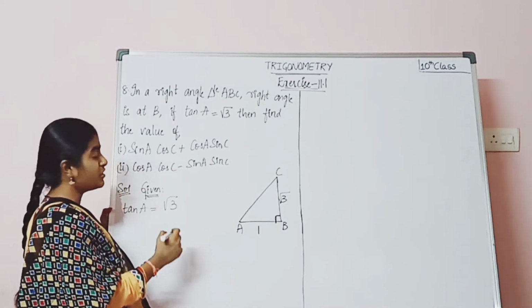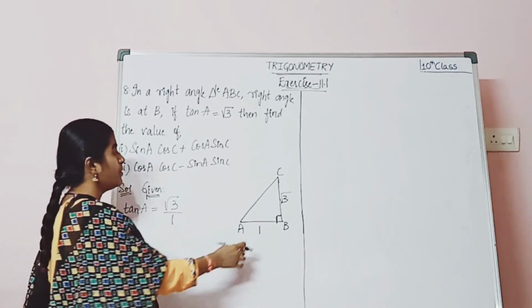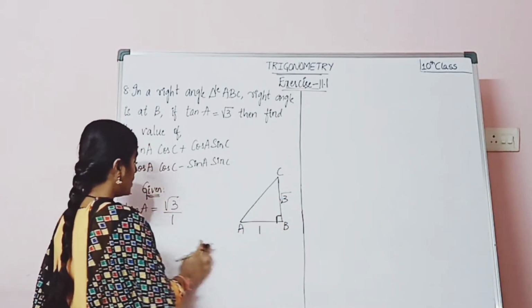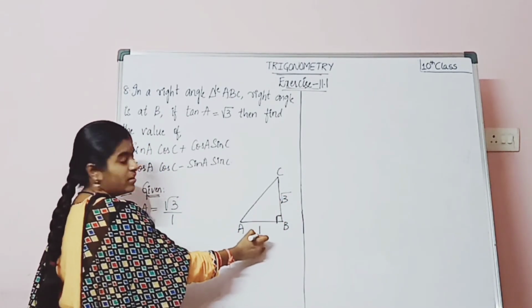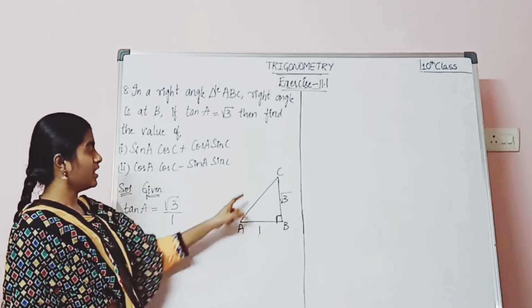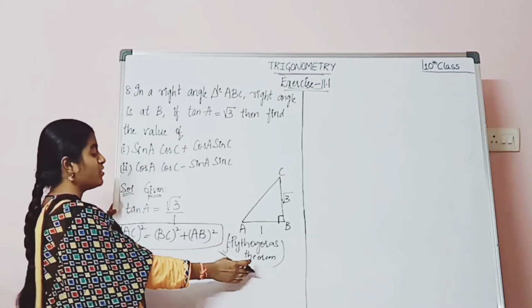So what is the formula for tan A? Opposite side by adjacent side. So now here opposite side, what is opposite side? BC. BC equals root 3. Now adjacent side we are considering as 1. So AB equals 1. So now we have to find out hypotenuse. Hypotenuse is not given. Now we have to find hypotenuse by using Pythagoras theorem.